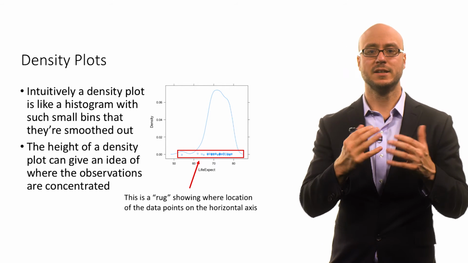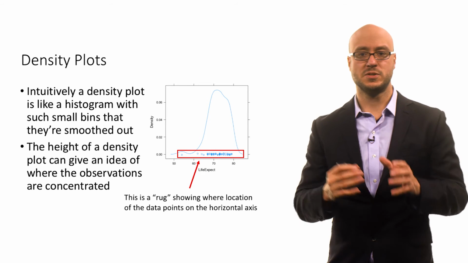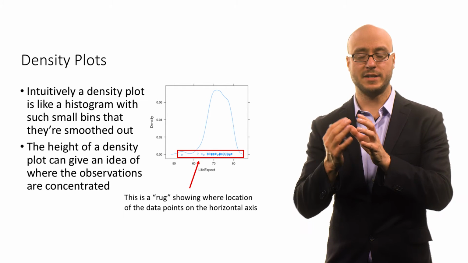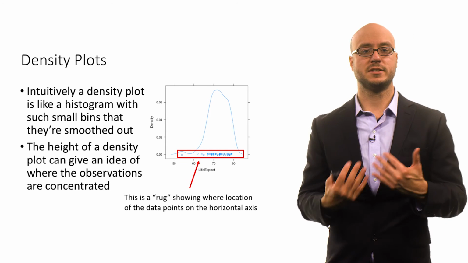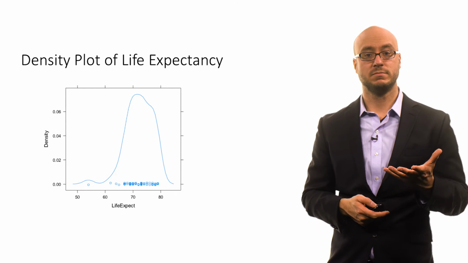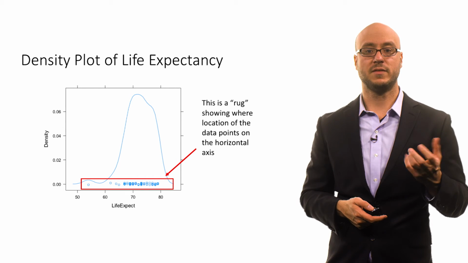So you can see in that tail, there aren't really very many data points. Most of the data cluster around that heap, that mound part of the distribution. Density plots are quite useful as an alternative to histograms. So here's a density plot of life expectancy.